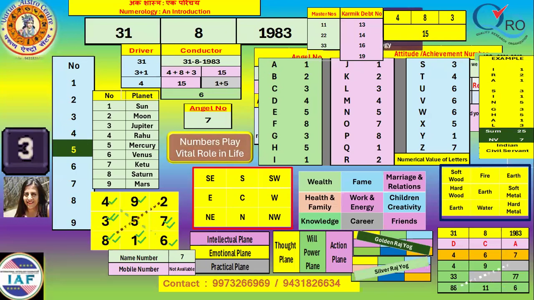So this is advisable to the native. Be on earth, be practical, and analyze the center as well as southwest corner. It is better to take the name to 5.